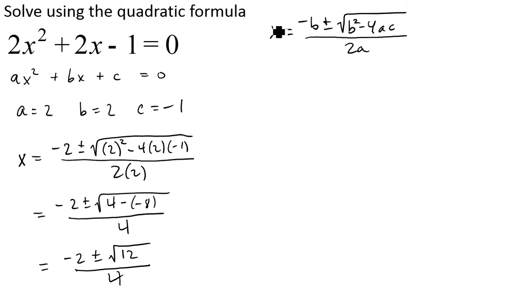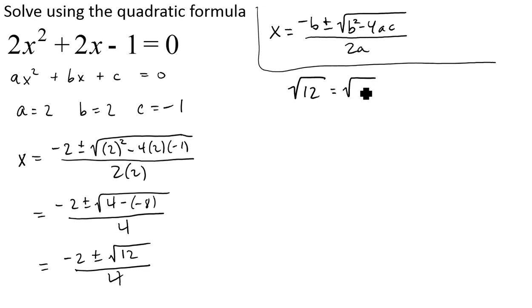Now, the square root of 12 does not work out on its own, but it does have a perfect square factor, namely 4. 12 can be written as 4 times 3, and so the square root of 12 is the square root of 4 times the square root of 3, and the square root of 4 is 2. So we can simplify the square root of 12 as 2 square root 3, and that would make our expression then negative 2 plus or minus 2 square root of 3 over 4.